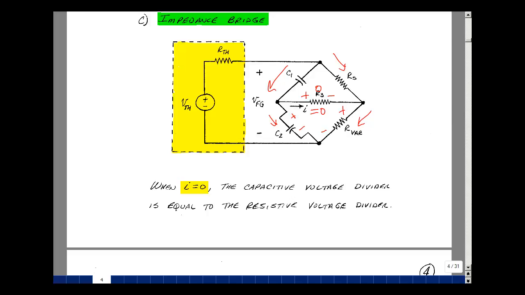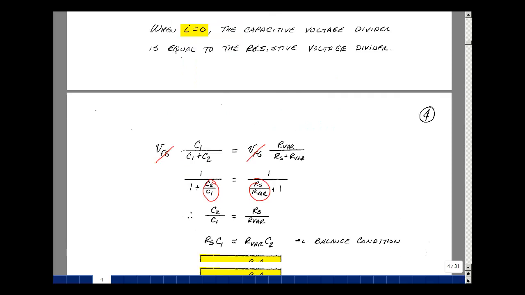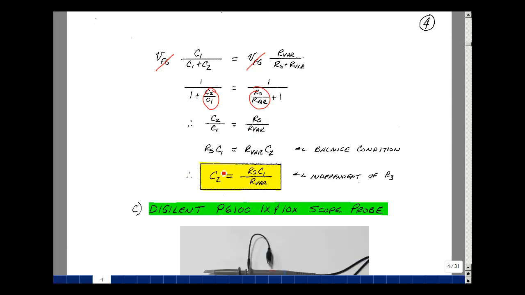Now let's just solve for the unknown capacitor, say C2. Taking this equation, C2 is equal to R sub s times C1 divided by R variable. So if I can precisely measure C1 and R sub s and then set up precision resistors, I can again make an instrument that as I vary this resistance, I can calibrate the knobs on that to just give me the value of C2. Again, what's interesting here is this is all independent of the resistance R3.